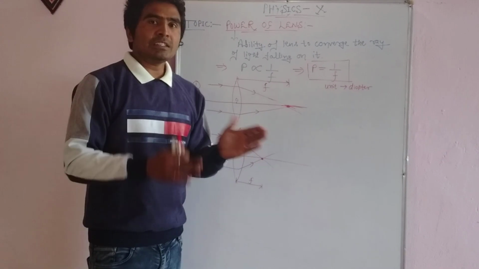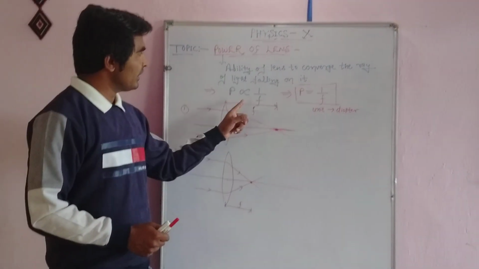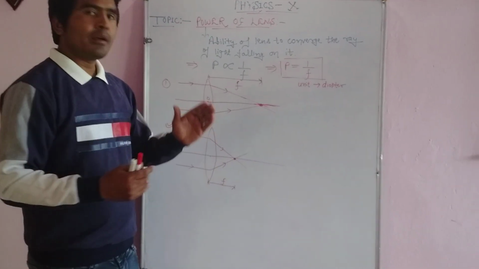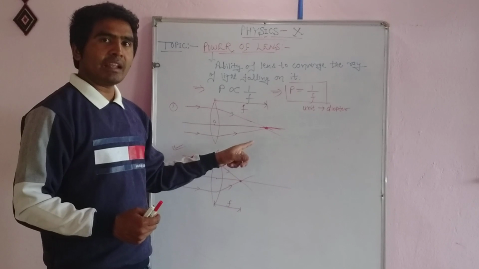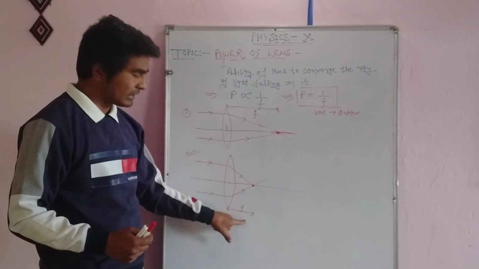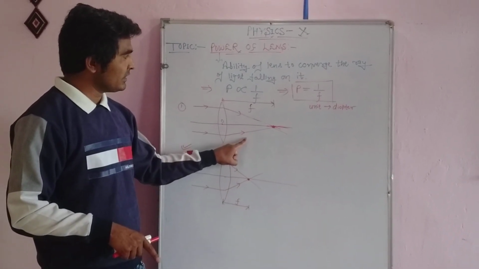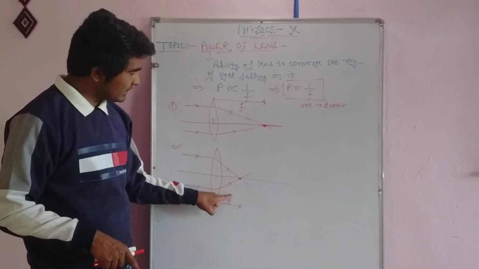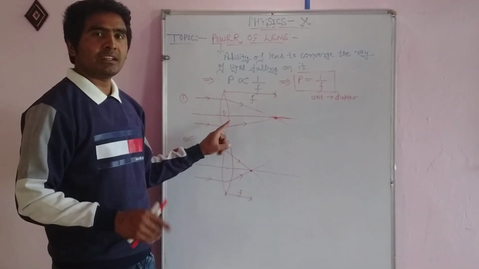And P is always inversely proportional to the focal length. Inversely proportional means if power is less, then focal length is greater. If focal length is less, then power is greater. In this case, focal length is less, so the power of this lens is higher. And in the case of this lens, focal length is greater than the other lens. If focal length is greater, it means power is less.